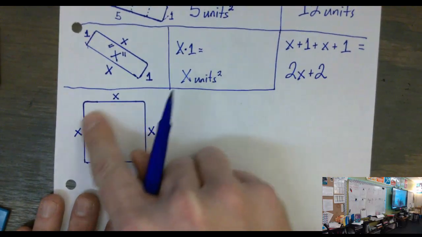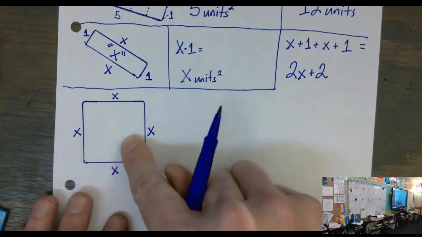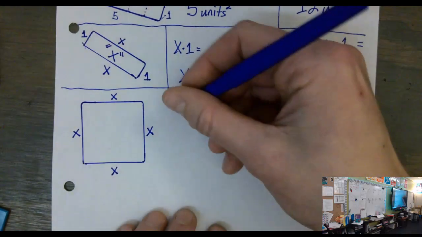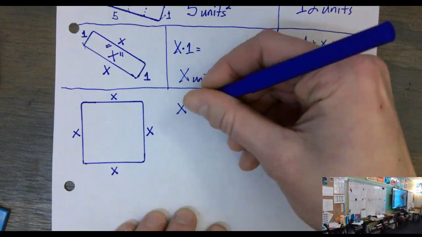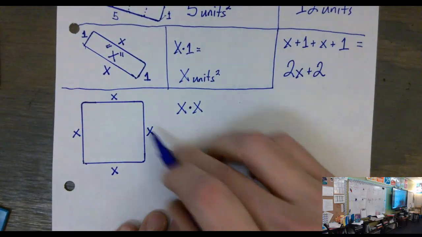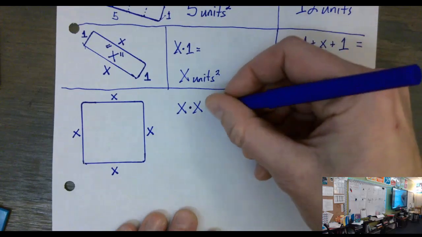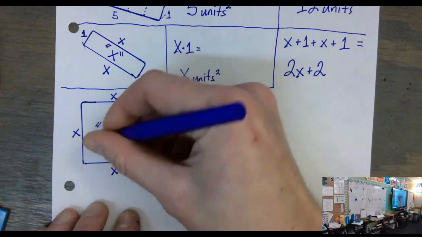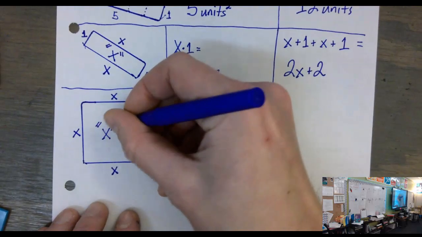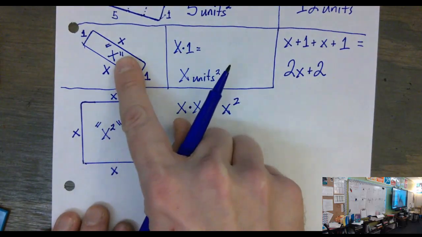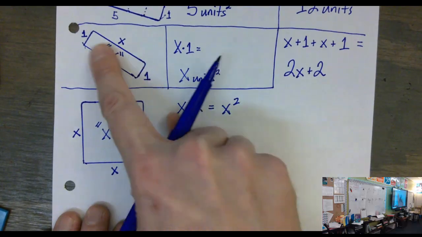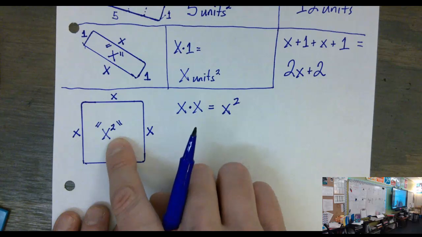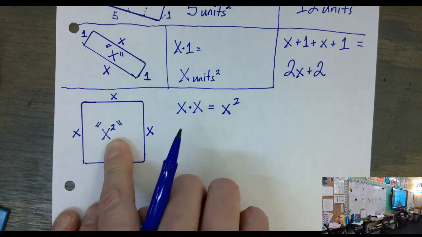What would we name this tile? It'd be X times X, which comes out to be X squared. So the name of this tile is our X squared. Different than X. The X tiles are rectangles. The X squared is a square.